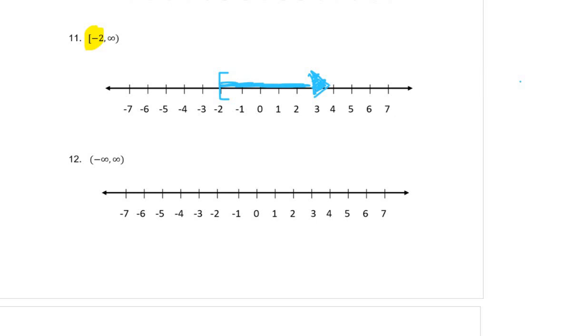Now problem 12 says I'm going from -infinity to +infinity. So that means I'm looking at the whole number line. Now I don't think you actually have any problems like this on your homework in this course, but it is something that you're going to need to know later on once you get into higher level math classes.